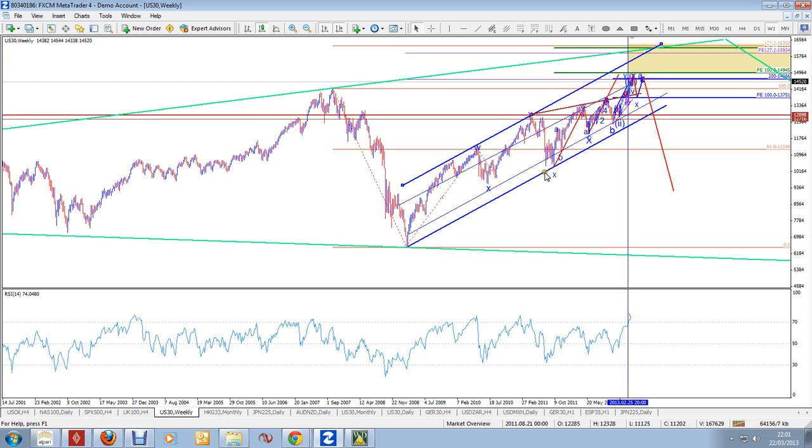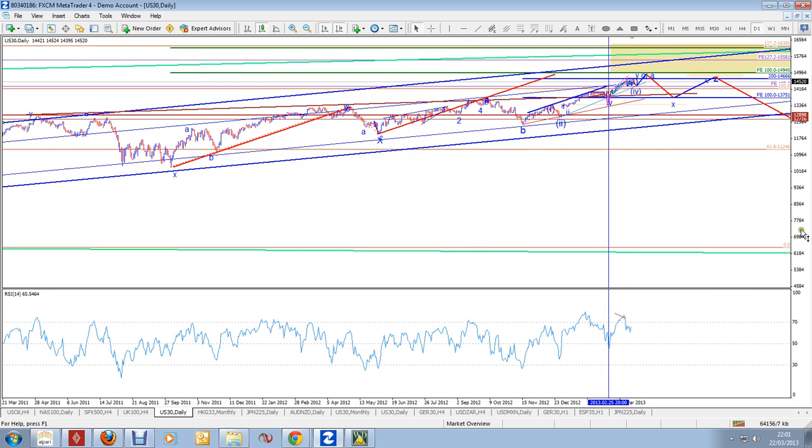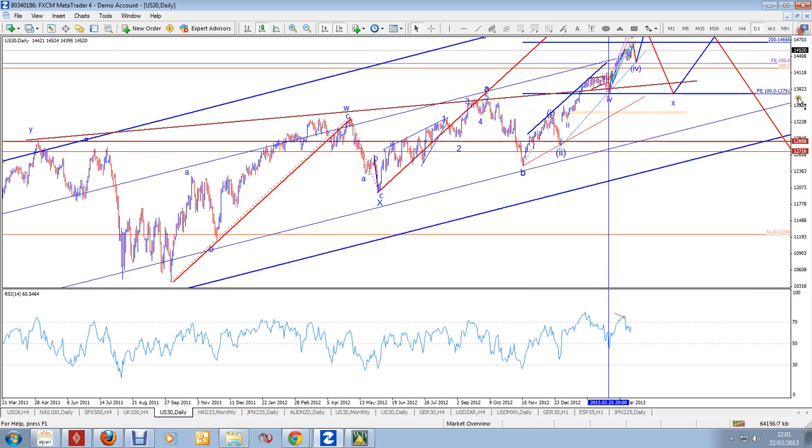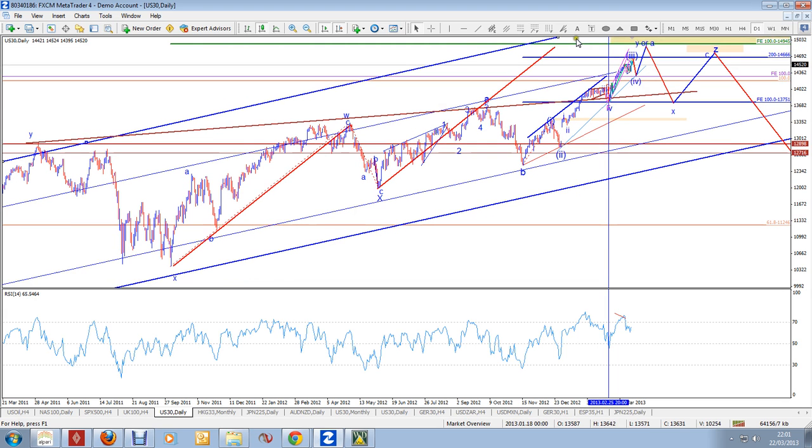Okay, that is in fact quite a lot higher. Yeah, that one is quite a lot higher. But just projecting this AB equals CD is currently giving me the level I just identified here, which is almost around 15,000. And I don't think that we will actually get a serious sell-off until we get there.